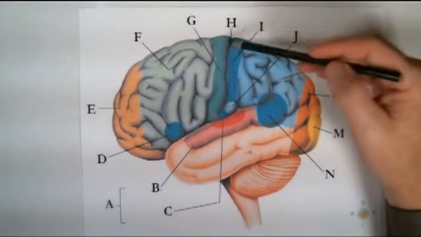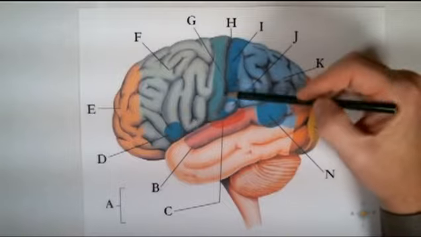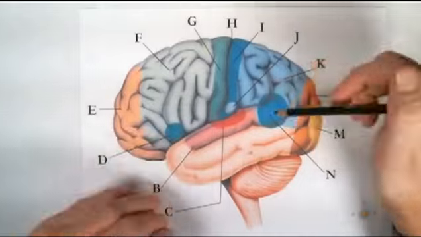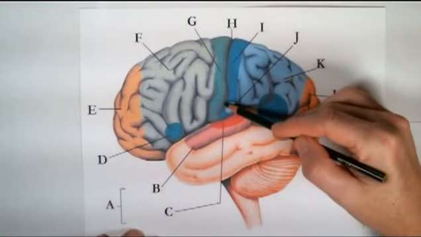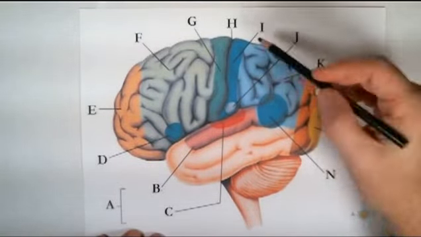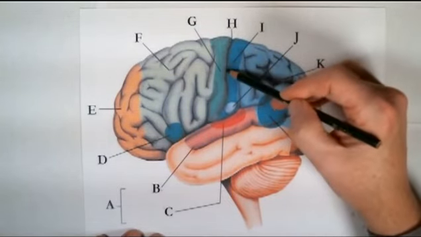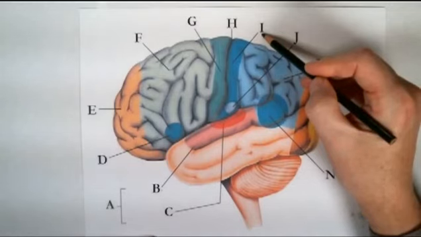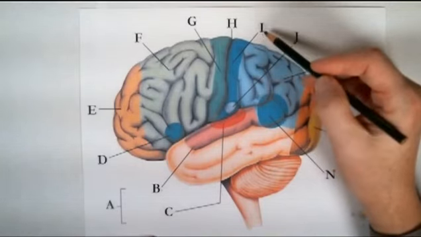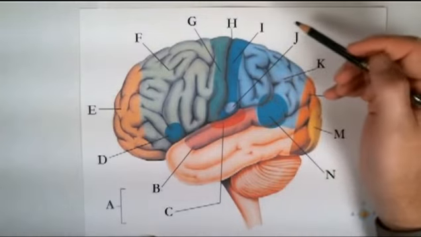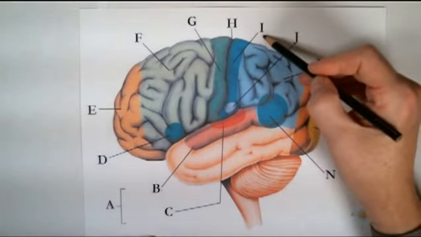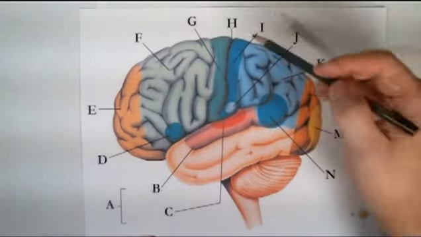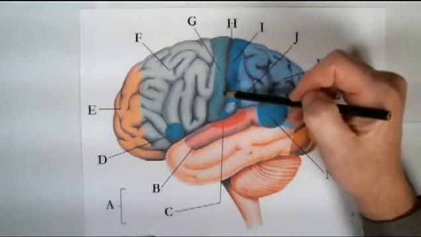Now, letter H, I, and G are kind of all tied together. You've got to be able to find letter H. So letter H is this piece that runs right down here, this place where the cerebrum goes in. So letter H is the central sulcus. And then just posterior to the central sulcus is letter I, and letter I is the post-central gyrus. It's also called the primary somatic sensory area. This is going to be the sensory side on the brain.